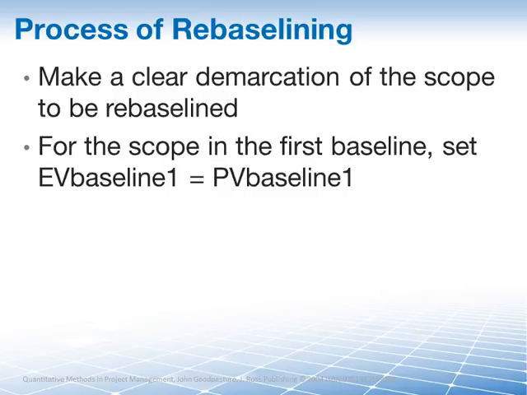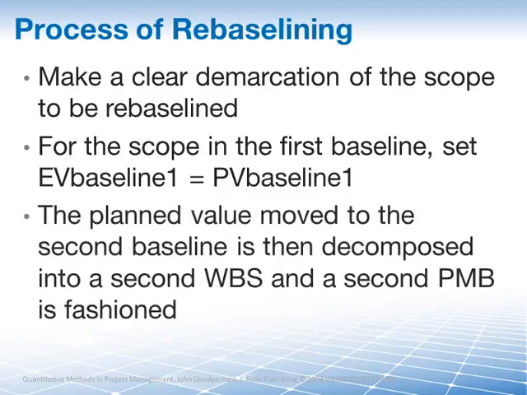The planned value moved to the second baseline is then decomposed into a second WBS and a second PMB, a second performance measurement baseline, is fashioned. The second WBS does not need to be structured the same way as the first WBS, but the scope that moves should be mapped from WBS1 to WBS2.